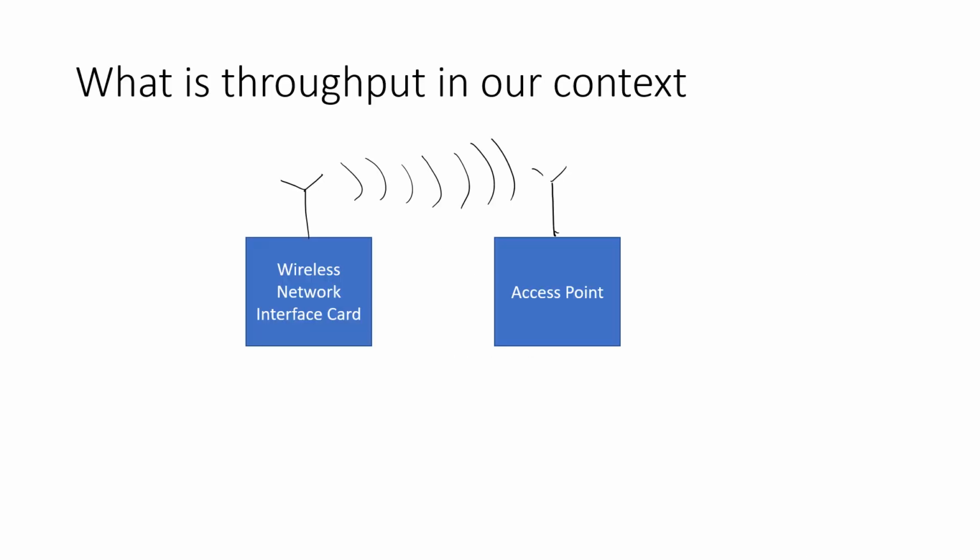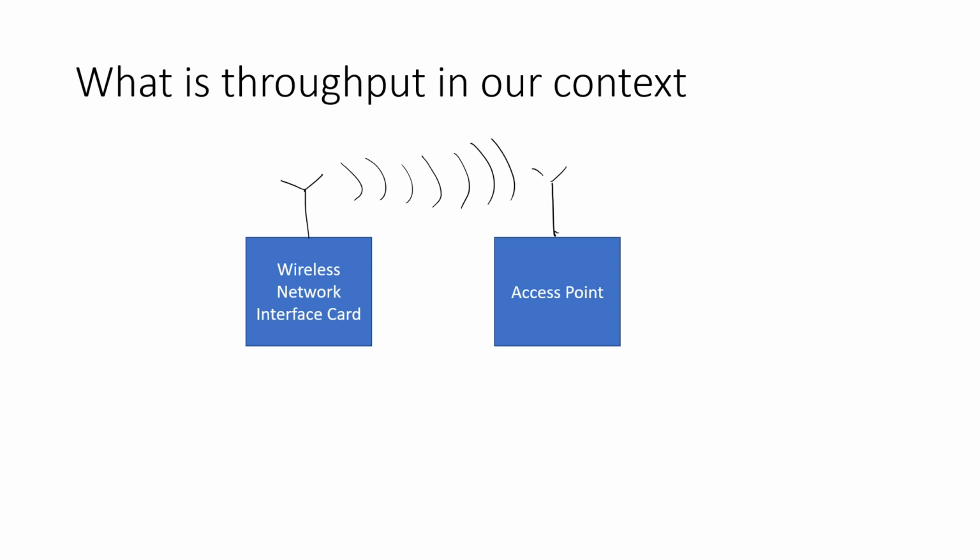So let's just take a look at what the context is. In your assignment you're looking at estimating the throughput across a wireless link. Here on the left hand side of the diagram we've got a wireless interface card, on the right hand side we've got our access point, and there's a wireless communication link between the two, and what we're interested in is estimating the throughput across that wireless link.